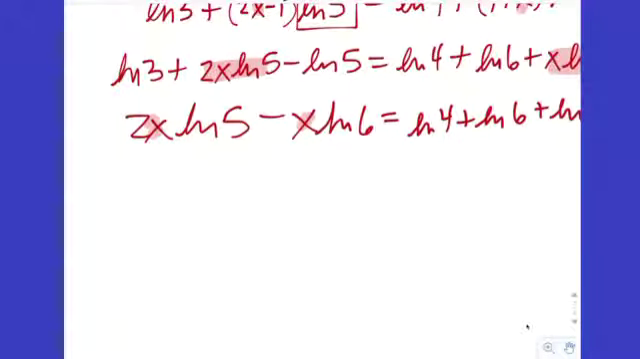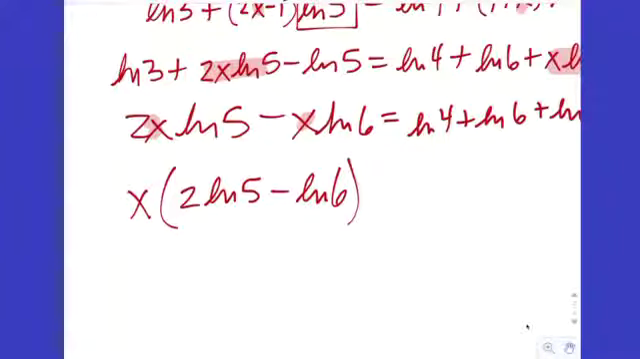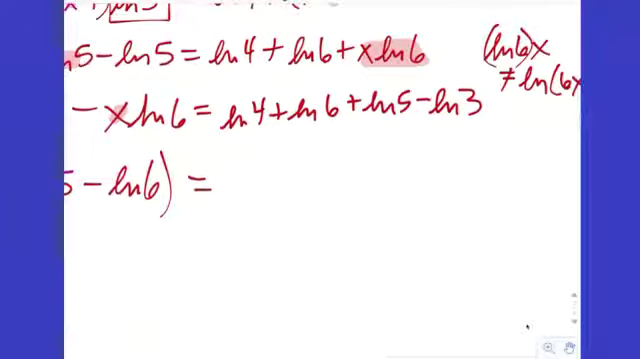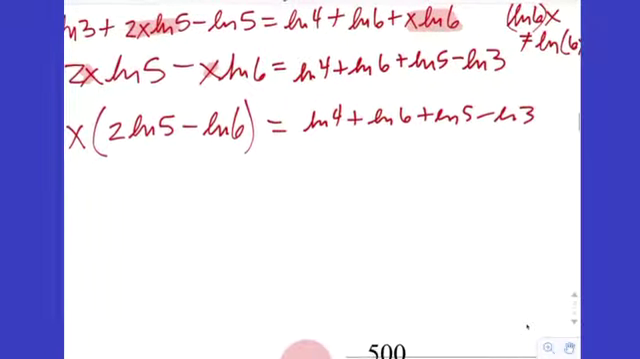And we've seen this before. Since those are unlike terms, we're going to factor out the x. And we're left with 2 natural log of 5 minus the natural log of 6. And then we're still left with everything over here on the right-hand side. The natural log of 4 plus the natural log of 6 plus the natural log of 5 minus the natural log of 3. Wonderful stuff happening over there.